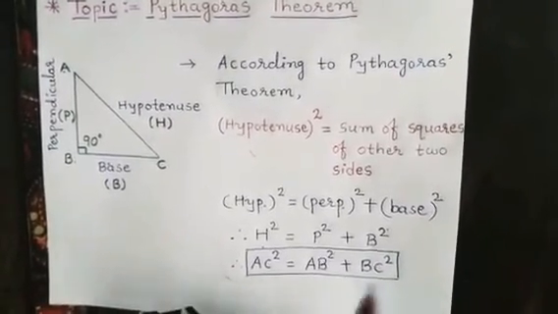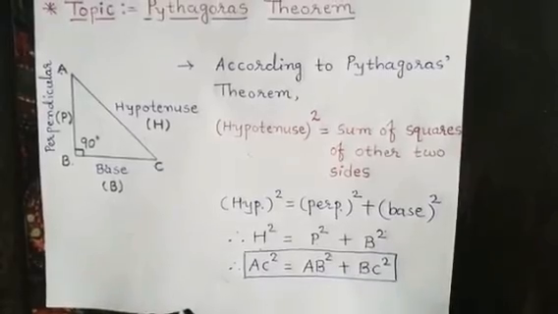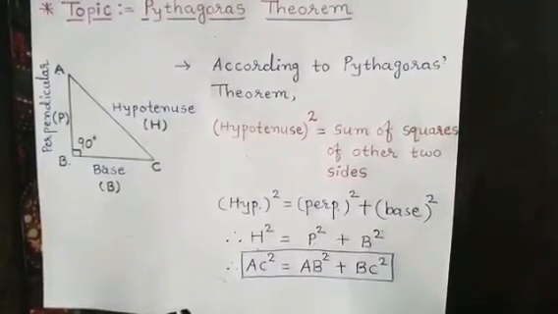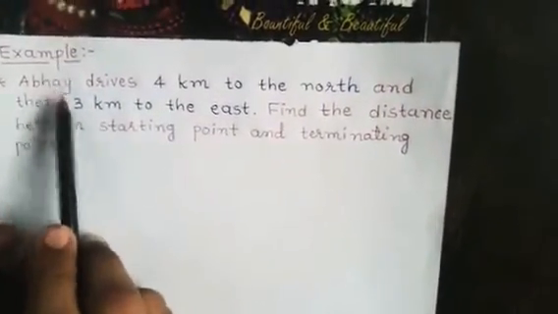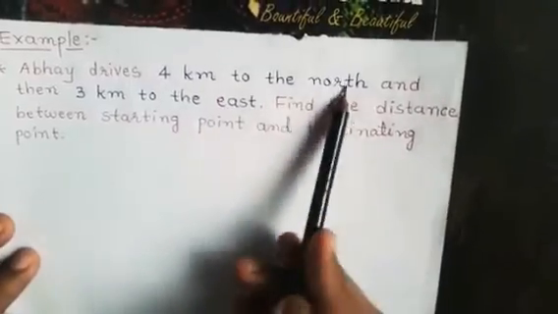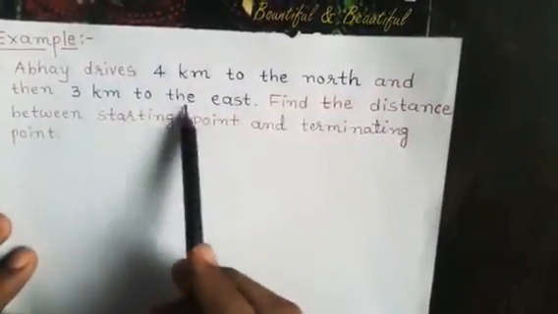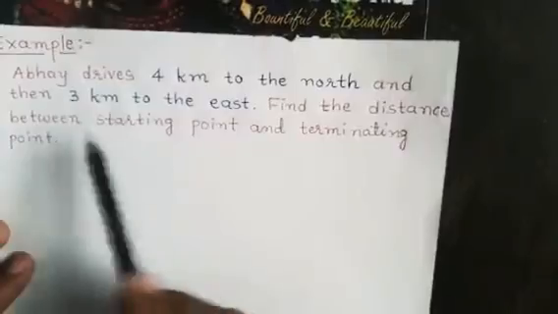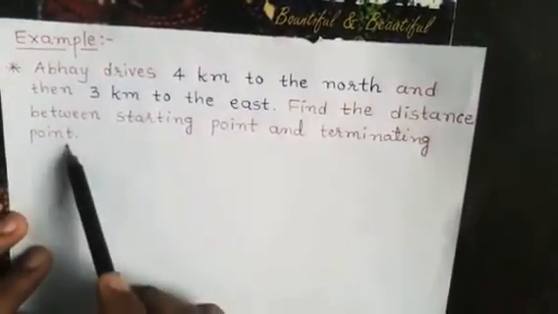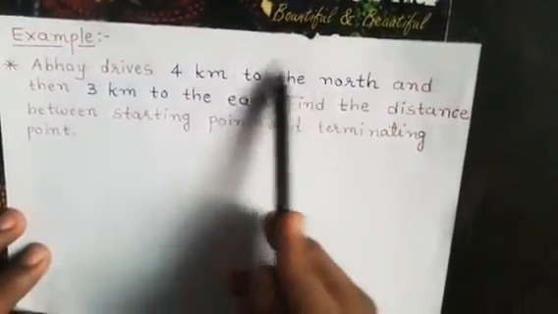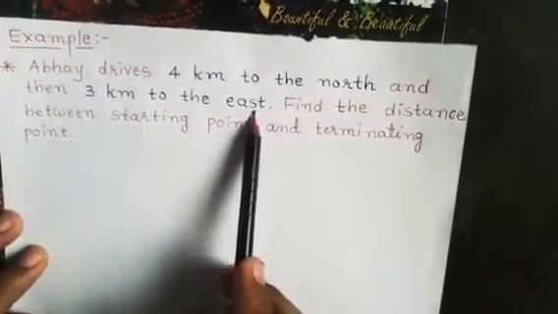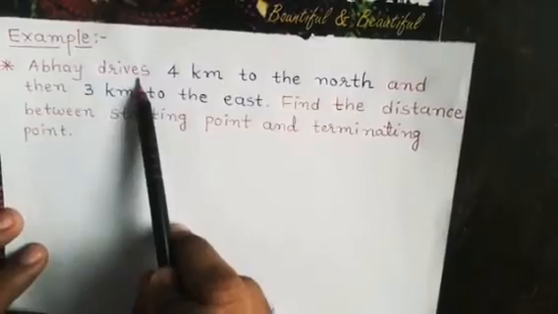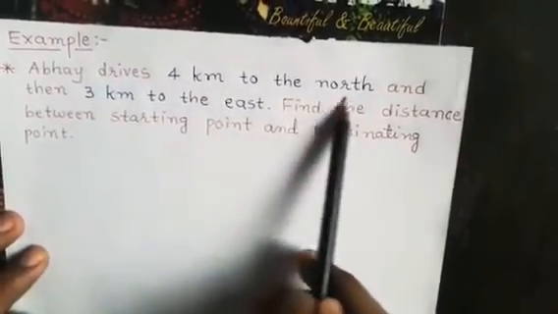Now this theorem has innumerable uses in the field of mathematics, one of which I am going to show you right now. This is the example in which we are going to use Pythagoras theorem. Question says, Abhay drives 4 km to the north and then 3 km to the east. Find the distance between starting point and terminating point. So I have highlighted the important numbers in the question with blue pen so that you can see them clearly. Abhay is starting his journey, after which he drives 4 km to the north.